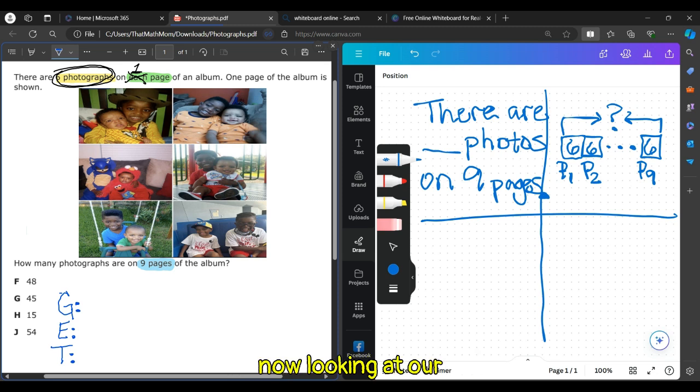Okay, now looking at our model, which number represents the number of groups? Well, as we know, that's the pages. How many pages are in our model? There are 9 pages. So next to G, I'm going to put the number 9 because there are 9 pages.